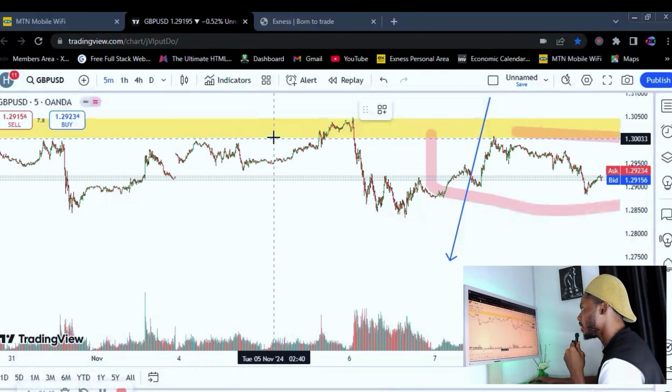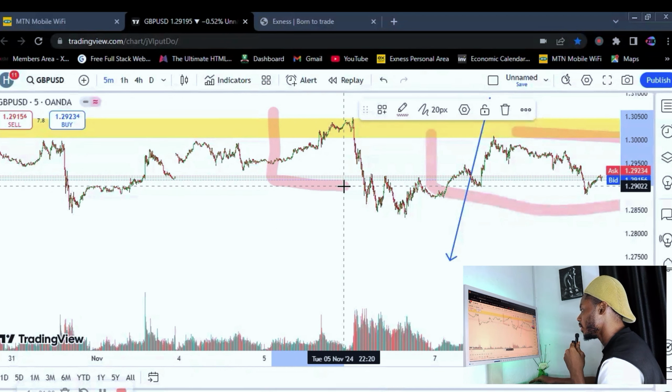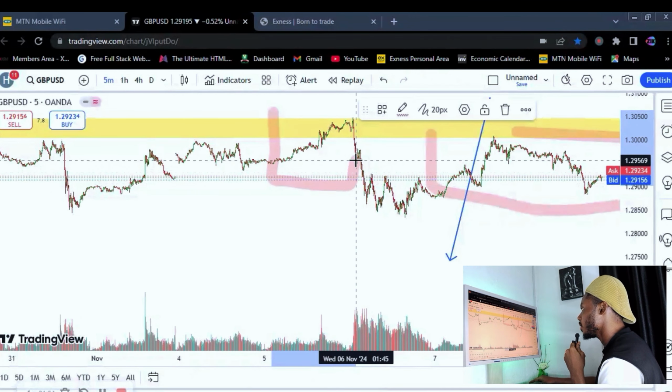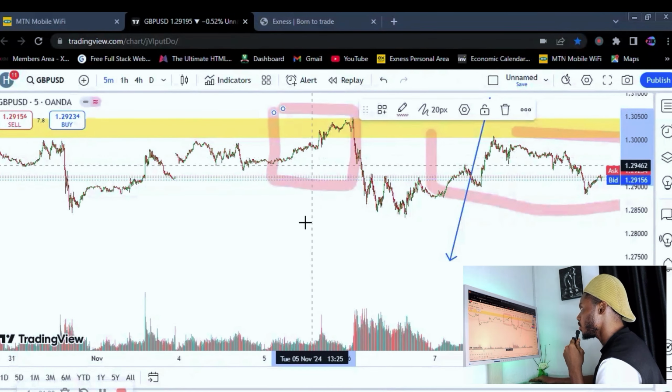If you want to know what happened on the 5th of November, probably you're busy and you couldn't trade that day, just come here and highlight from the 5th to, let's go to the 6th. So this was on 6th November. So everything that happened here happened on the 5th to 6th of November.